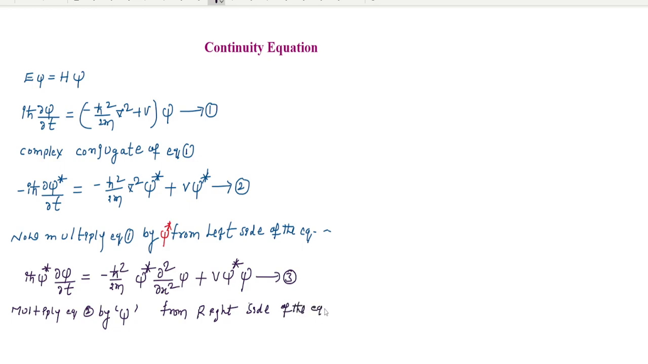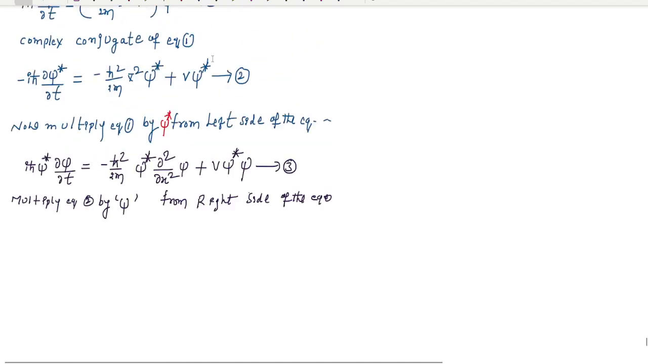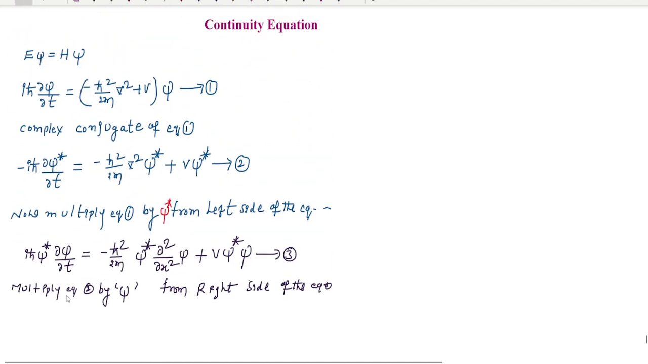Right side of the equation. Okay, let's go and multiply this equation, right side of the equation. You will get this equation minus equation number 2, this one, right side of the equation. I need to multiply.